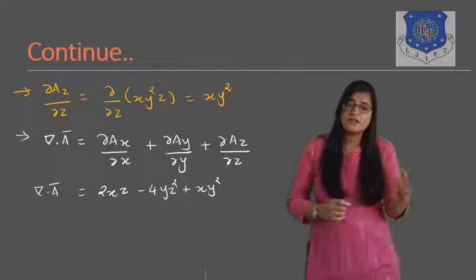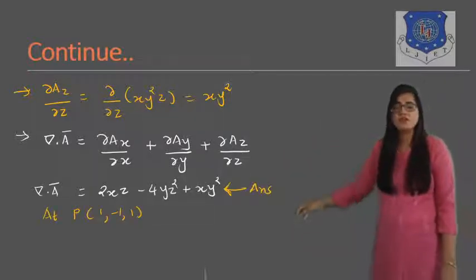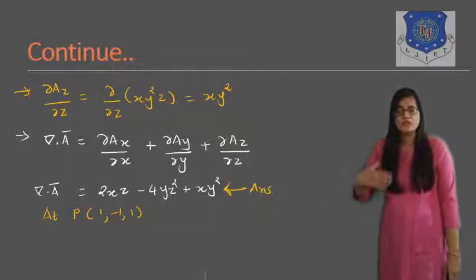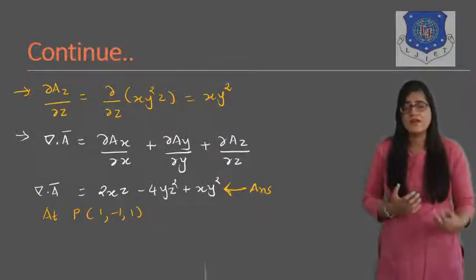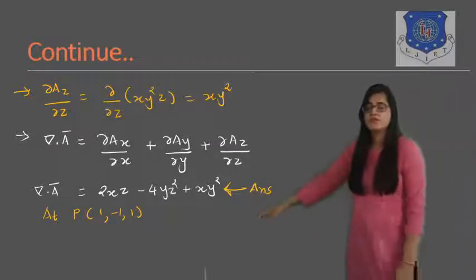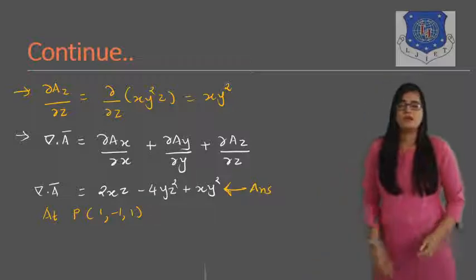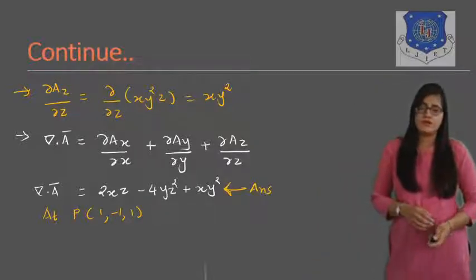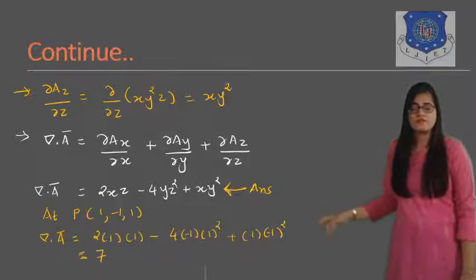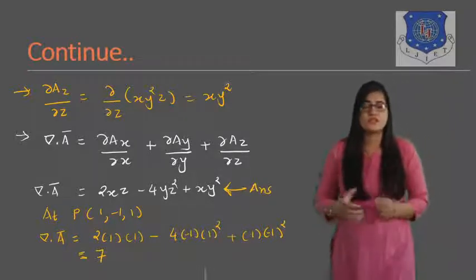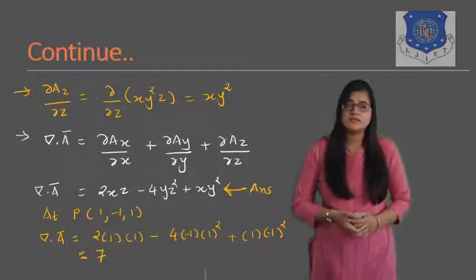But we have to find this at the point (1, -1, 1). So we use the values x as 1, y as minus 1 and z as 1. Let's put the values of x, y, z in this equation. We get the value of del dot A bar like this, and the answer is 7. So this is the answer for the vector field A bar, that is del dot A is 7.